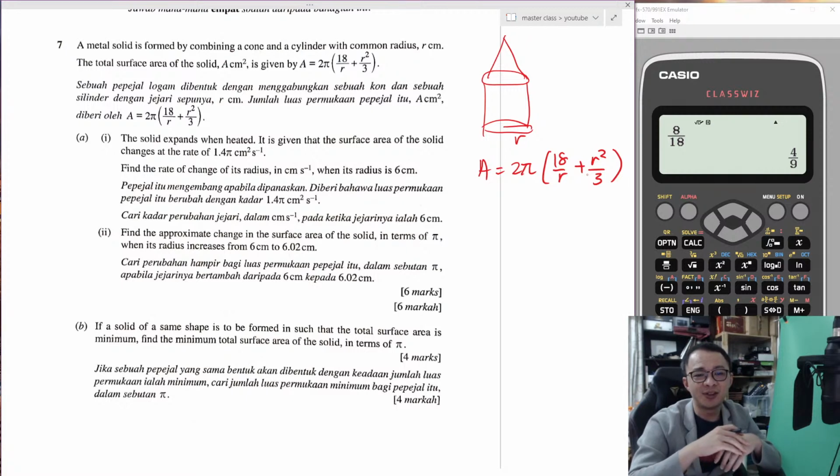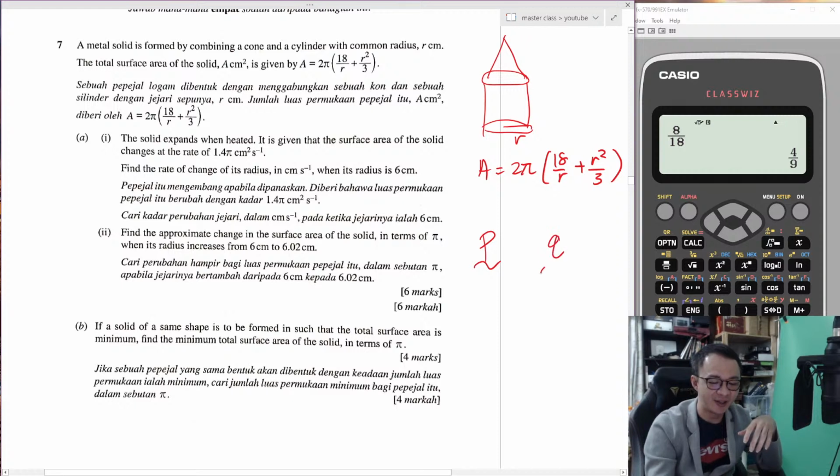Is it necessary to put the sign for P and Q? I think it's fine. Yeah, some students will want to put the sign for P and Q, right? Even though you don't put it, I don't think the examiner will mark you wrong for that.